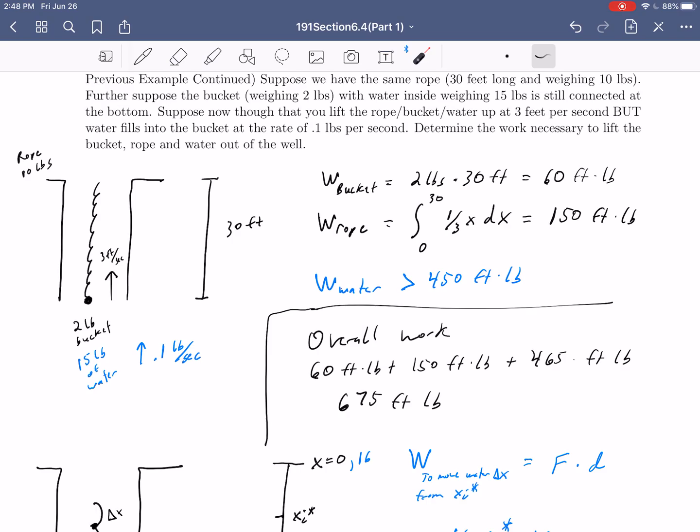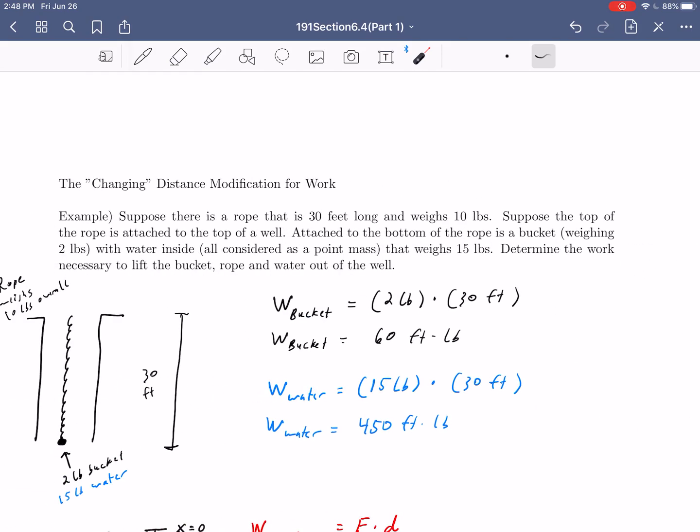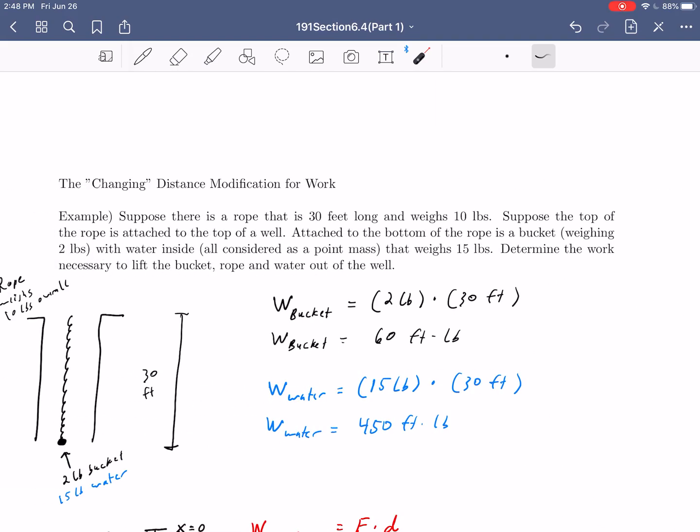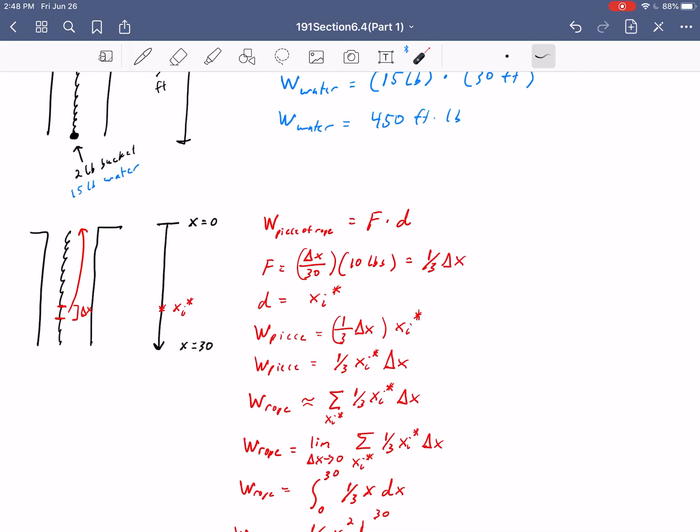Okay, before we call it good, we want to make sure we understand the difference between these two things. In these two examples, we saw what happens when there's changing distance and what happens when there's changing force. Something very subtle here, and I want you to be cautious, is that even though we use the same variable x and delta x, we're doing very different things. Here, the delta x was a piece of the rope, the width of the rope, and then we were lifting that entire piece to the top.